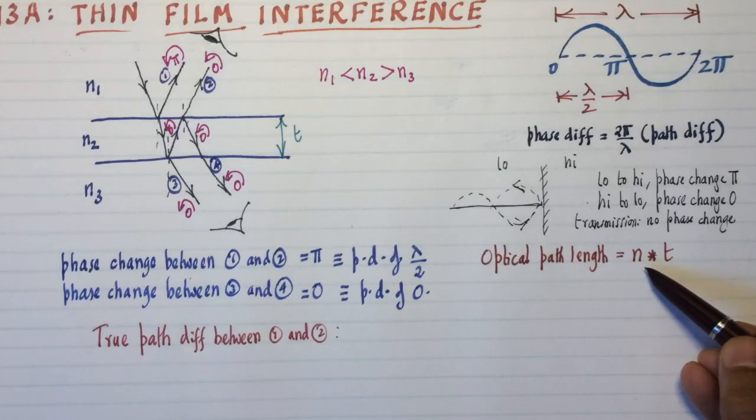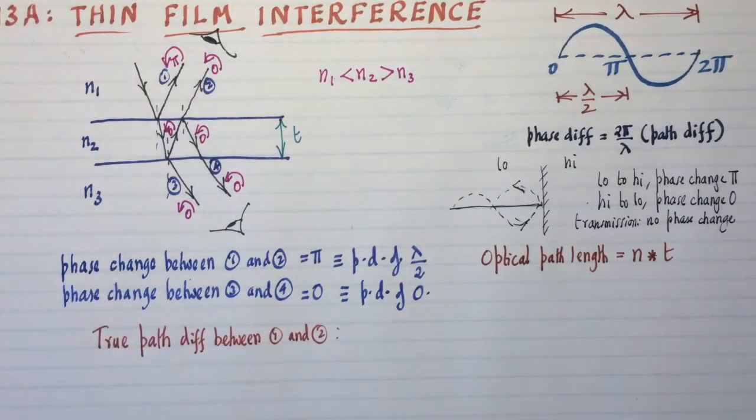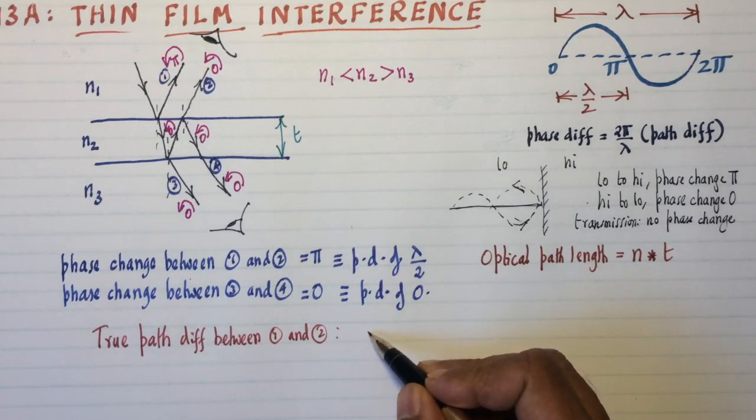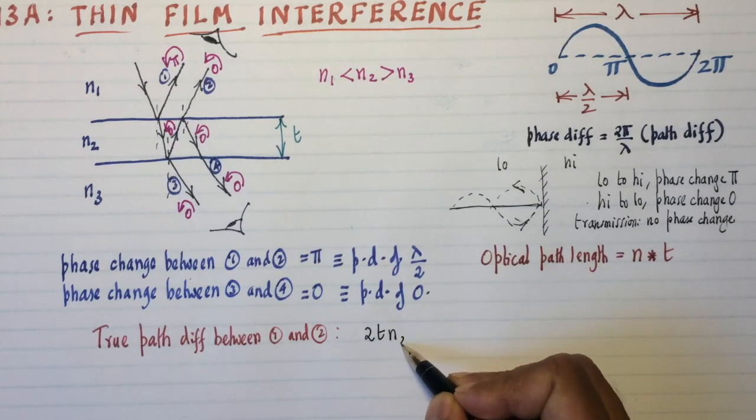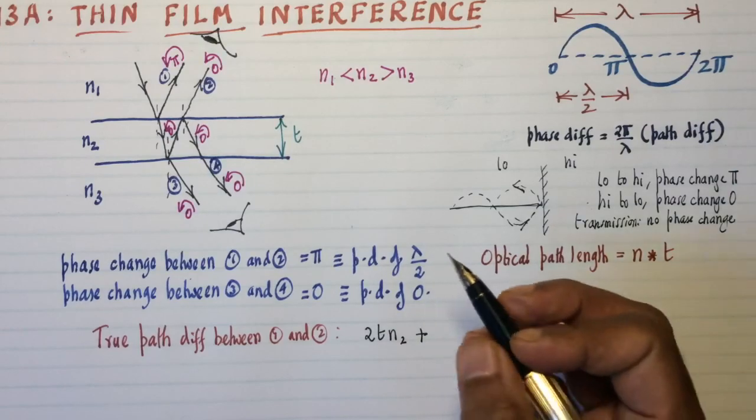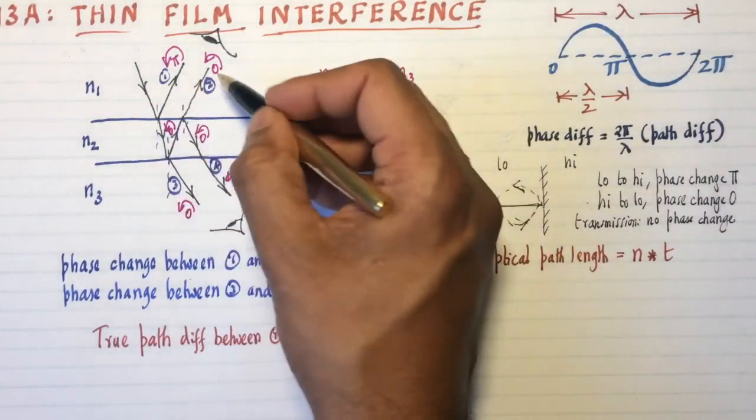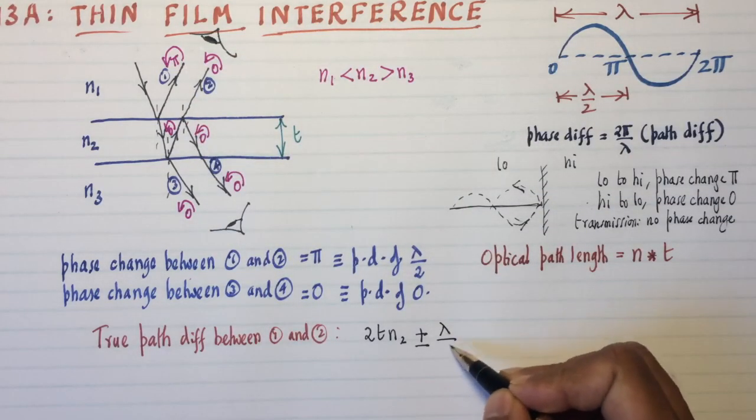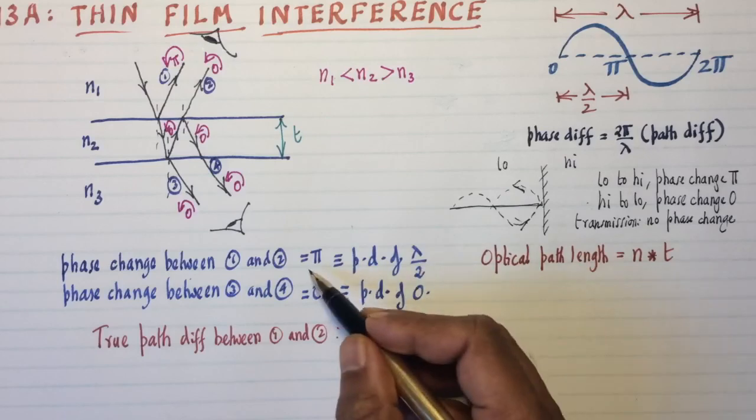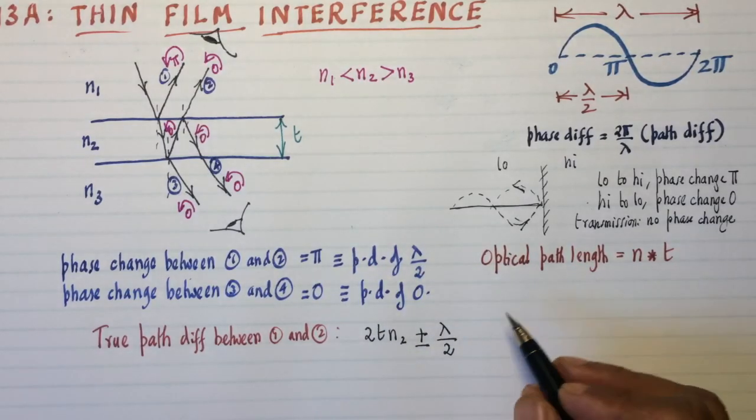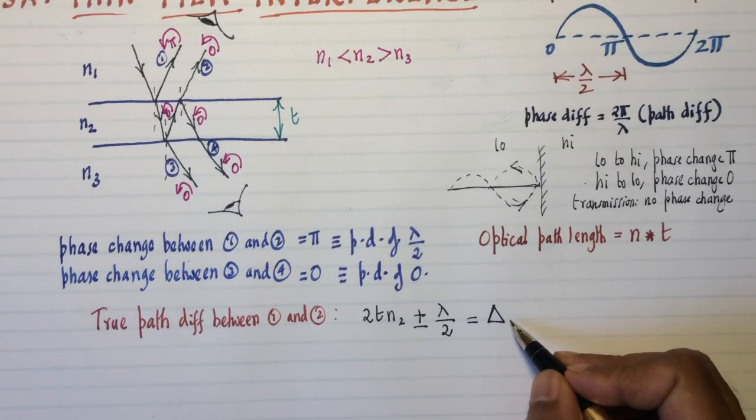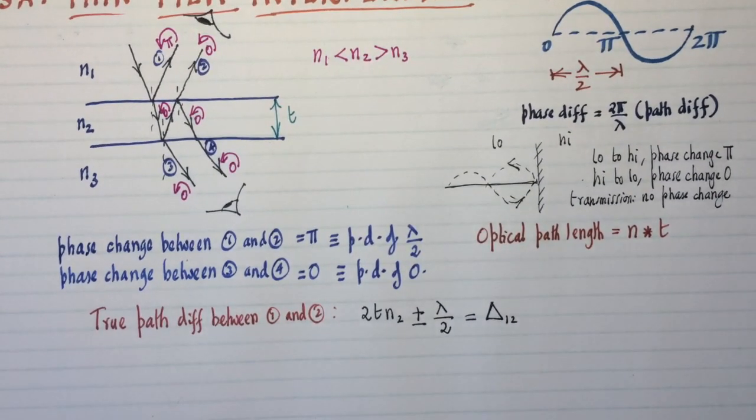index n2. So the true path difference between rays 1 and 2 is going to be 2 t n2 plus or minus, because I don't care to which one I'm going to add, lambda by 2. Lambda by 2, not pi by 2. And that's the true path difference. This I'll call capital delta. Now, if capital delta between the rays 1 and 2, so I'll call that delta 1, 2, that's the true path difference between rays 1 and 2.